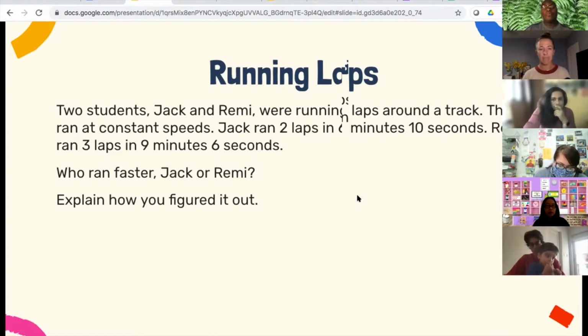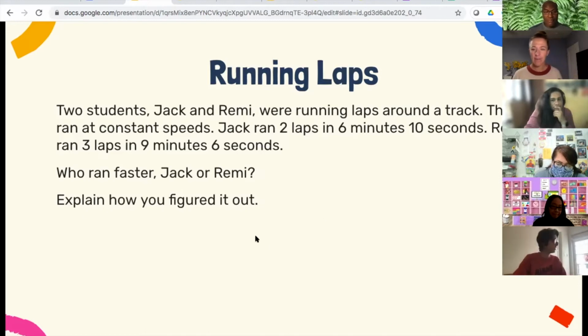Remy, okay. I've got 1 vote for Remy. Do we agree that Remy was the faster runner in this case? I see Chrissy nodding, okay. Solana agrees. All right. So the cool thing about this is that okay, great, thank you, Danita.